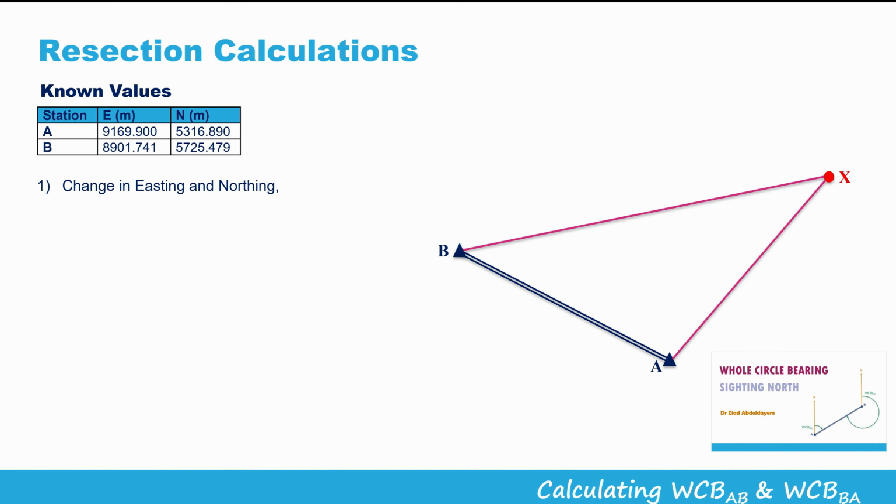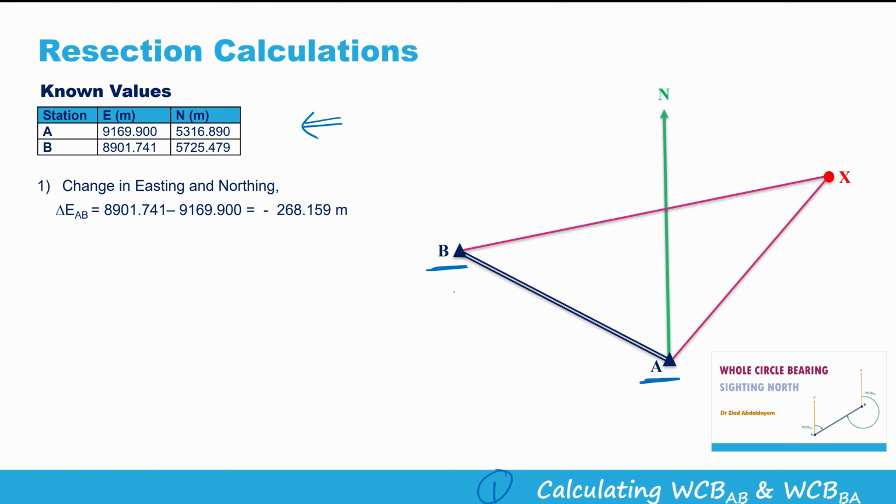So let's start with the first stage, which is calculating the whole circle bearing of AB and the whole circle bearing of BA. For calculating these, as you know, first you need to calculate the change in easting and the change in northing. We have this table, which is given to us. These are known values for the coordinates of two survey stations A and B. So the change in easting, delta E AB, is easting of B minus easting of A.